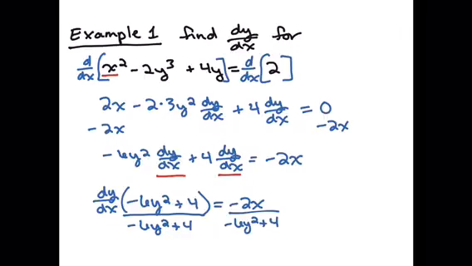And if I factor out a 2 from the denominator, I can simplify this and end up with negative x over negative 3y squared plus 2. Let's try another one.